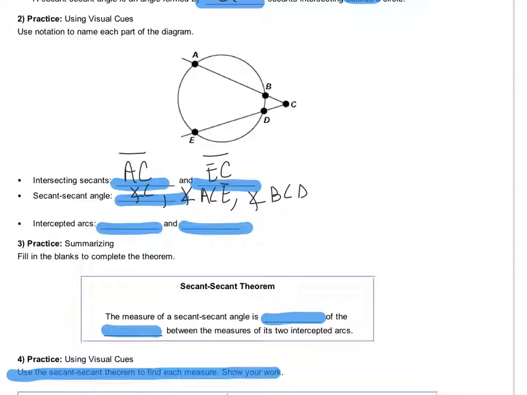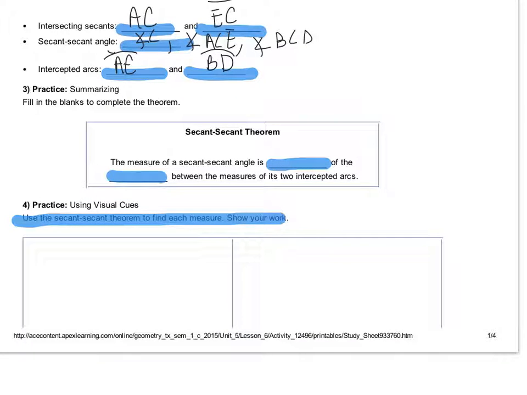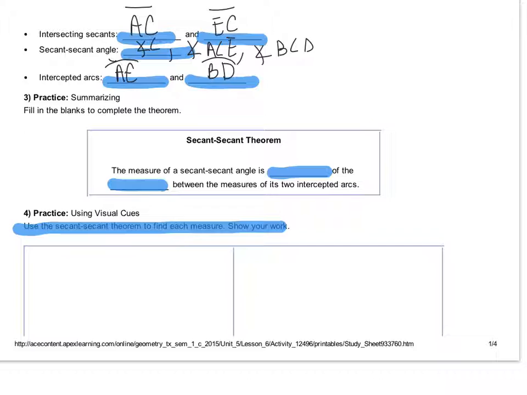The intercepted arcs, or the arcs that are created, are AE and BD. The secant theorem says that the measure of a secant angle is half of the difference between the measure of the two intercepted arcs. Let's move ahead and practice.